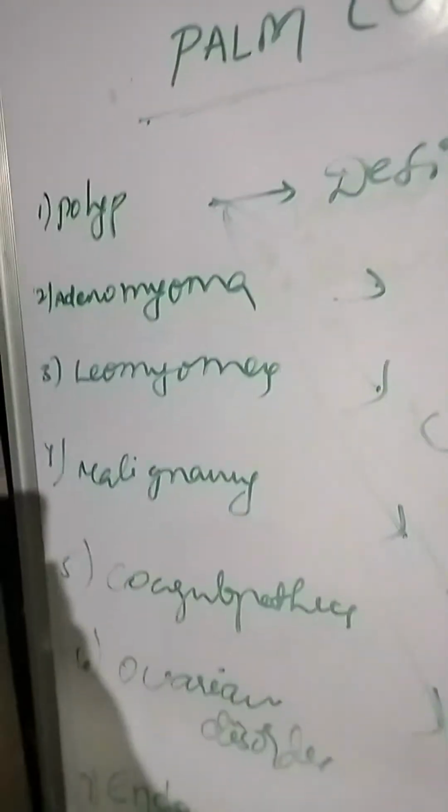So, this is the PALM-COEIN classification we are going to discuss now. For each of these, the subheadings we are going to discuss are the definitions, etiology, clinical features, investigations, and management, both medical and surgical. Okay, so let's discuss the PALM-COEIN classification.